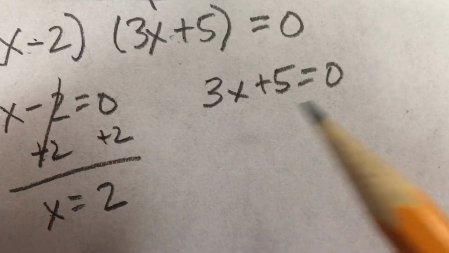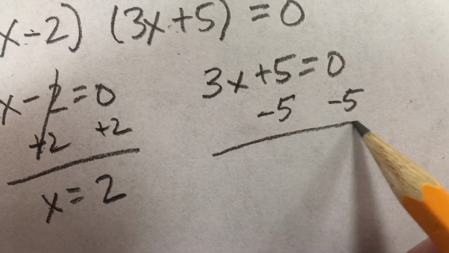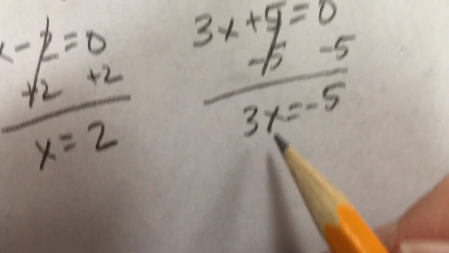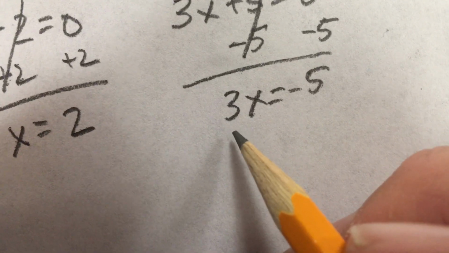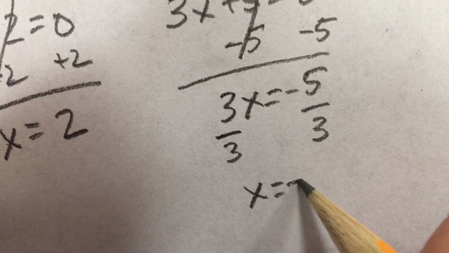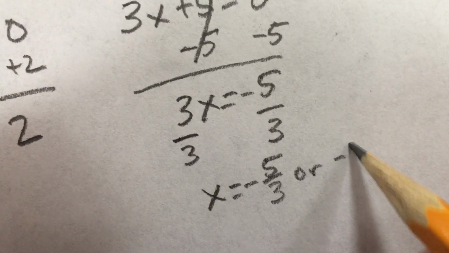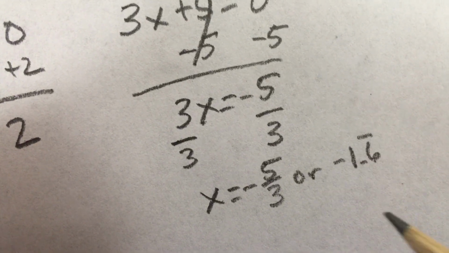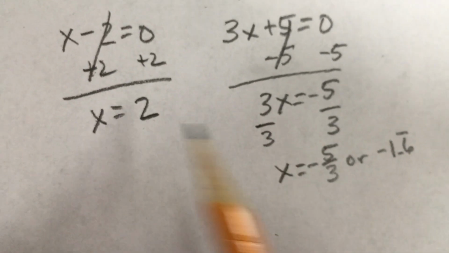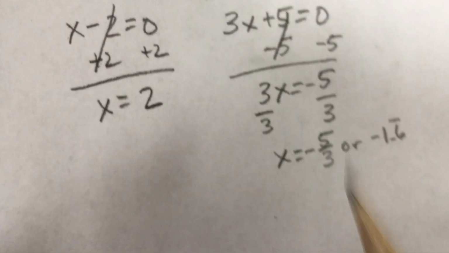On this side, first thing I'm going to do is get rid of this plus 5. So I'll subtract 5 from both sides. And then I divide by the number in front of x to get the x by itself. So this one would be negative 5/3 or negative 1.6 repeating. Right, so these are my two solutions. These are the two answers. These are the two parts of the graph that would touch the x-axis.